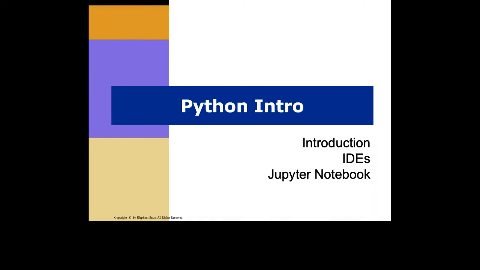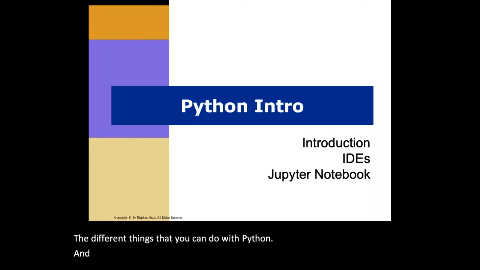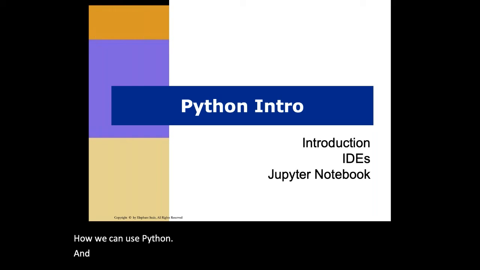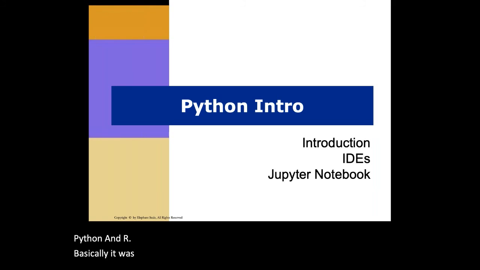Okay, so now we will get into the nuts and bolts of what Python is, the different things you can do with Python, and also the development environment. There are many choices available in how we can use Python, and the most popular one is called Jupyter Notebook. Jupyter stands for Julia, Python, and R. Basically, it was created for working with these three languages.